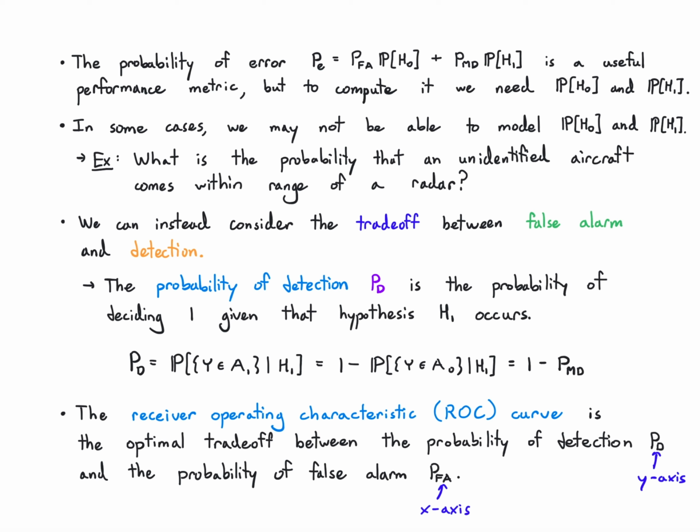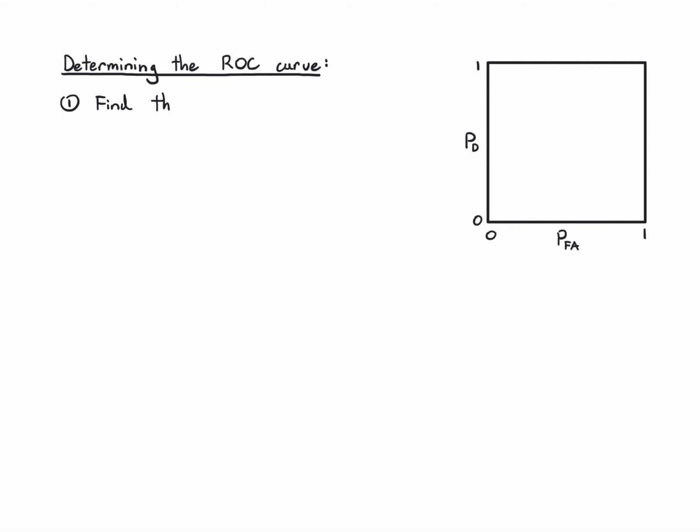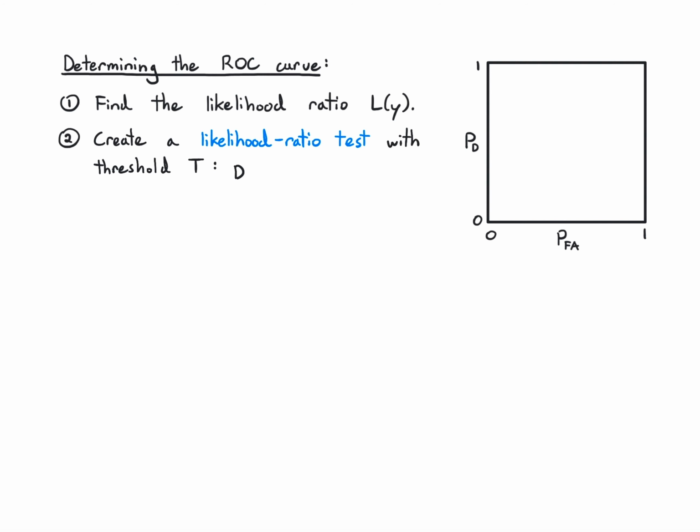Okay, so how can I find this optimal trade-off? It turns out it's not so hard. Maybe it's a little bit to absorb, but it's not such a hard thing to do. So what you need to do, first thing, is you need to figure out the likelihood ratio. I'm going to find the likelihood ratio for my problem, let's call it L of y. And then I'm going to create what's called a likelihood ratio test with threshold t. I'm going to define this as d sub t. And what I'm going to do is just decide 1 when the likelihood ratio is above or equal to t, and 0 when it's below t.